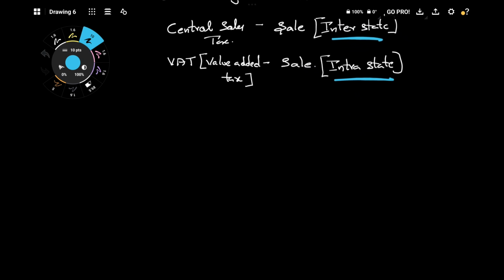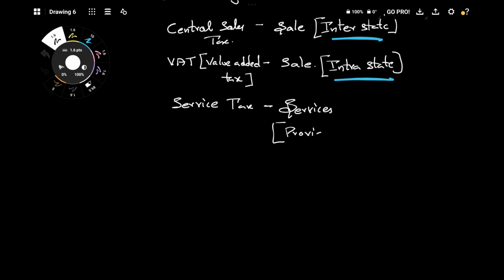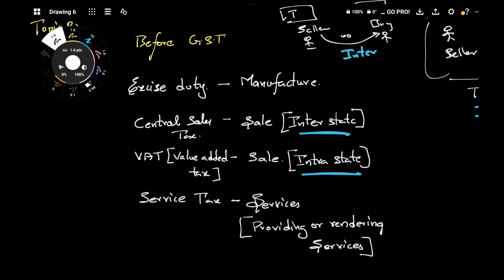Yeah. And apart from this, we also have service tax. And service tax is levied on services, obviously, providing or rendering services. Okay, so before GST, these are the taxes which we have, and what has happened after GST?